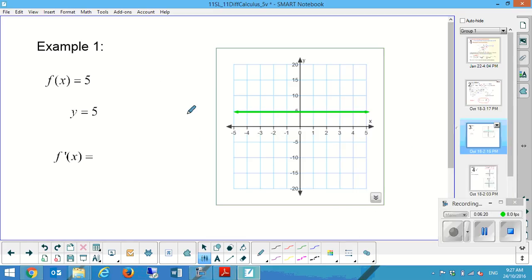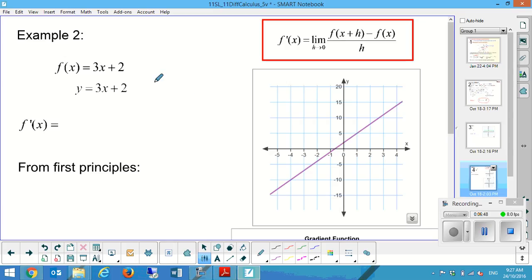If our function is f of x equal to 5, or y equals 5, that means we've got a straight line going across at 5. What's the slope of that function anywhere along that line? Because it's horizontal, you've probably already worked out that the derivative is 0. So no matter what x value, the gradient of that line is always 0. It's a horizontal line.